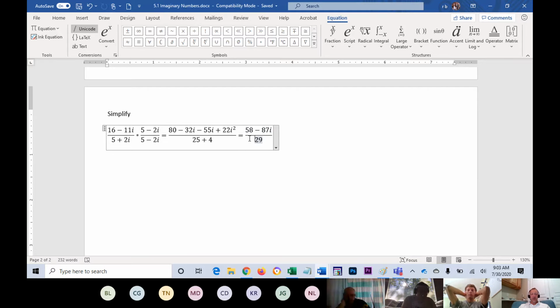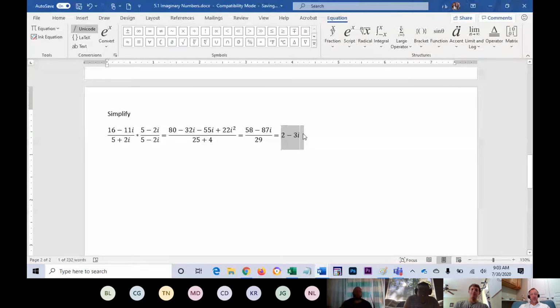So here's the amazing thing about this. Those all are divisible by 29. So 58 divided by 29 is just simply 2, right? And 87 divided by 29 is 3i. So we've just divided this to get 2 minus 3i. Okay. Does that make sense?